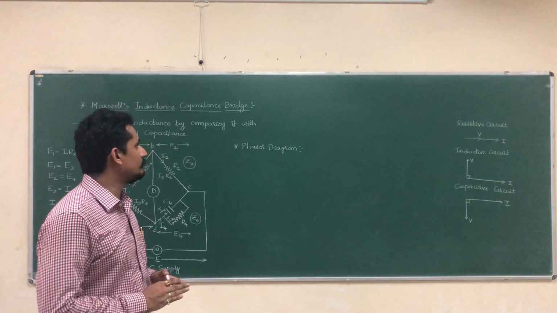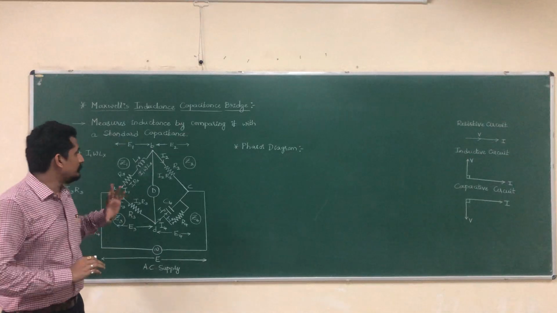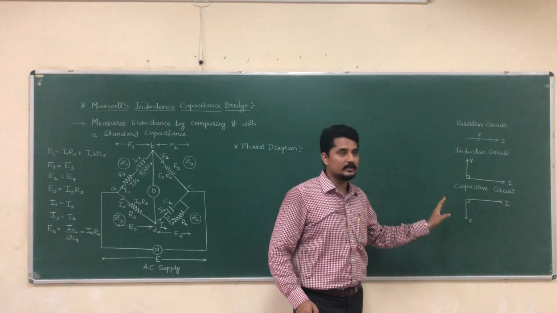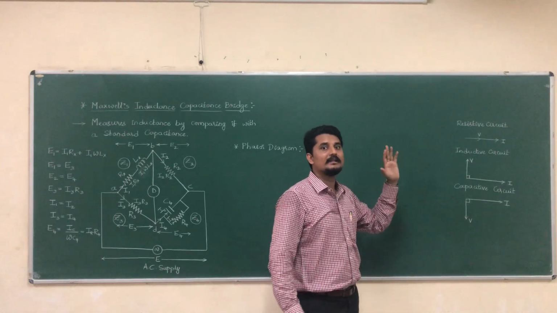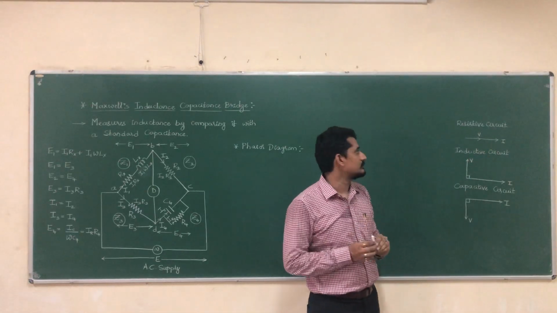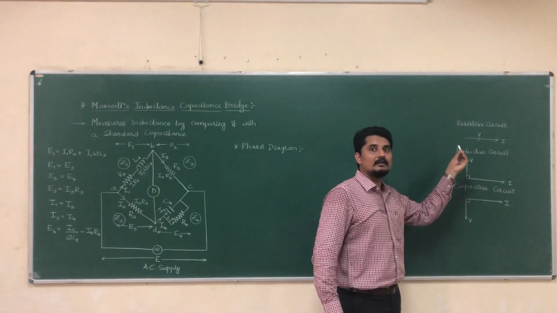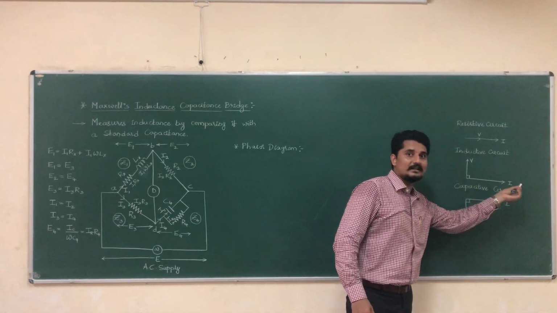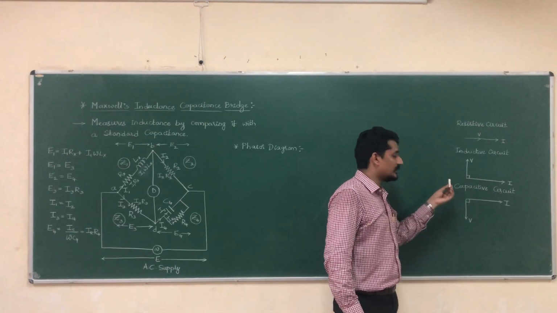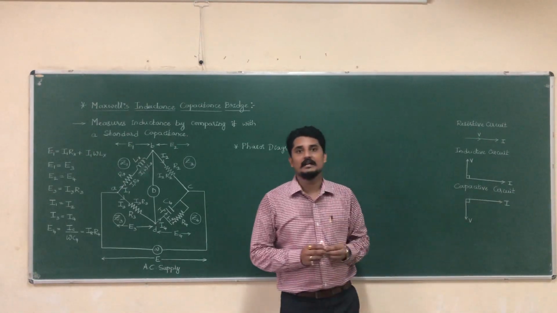Let us discuss the phasor diagram of Maxwell's inductance-capacitance bridge. Before writing any phasor diagram, you have to be aware of these three concepts. If the circuit is completely resistive, then current and voltage will be in phase. If the circuit is inductive, then voltage leads the current by an angle of 90 degrees. And if the circuit is capacitive, then voltage lags current by an angle of 90 degrees.